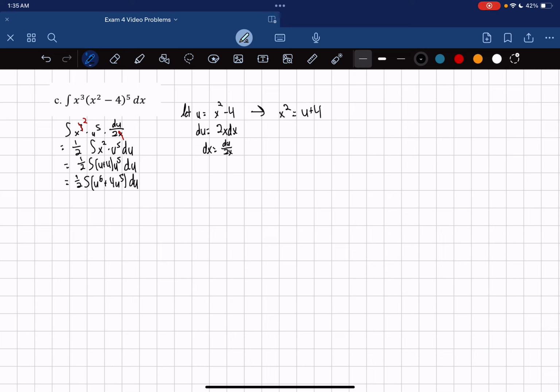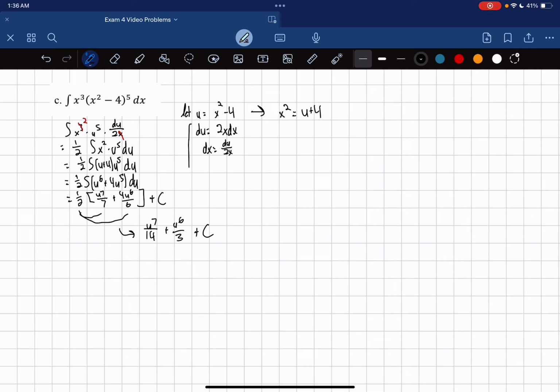Then, through the use of power rule, we can finally integrate: 1/2 times u to the 7th over 7 plus 4u to the 6th over 6 plus c. Simplify once again by distributing 1/2 to each of these terms, giving us u to the 7th over 14 plus u to the 6th over 3 plus c.